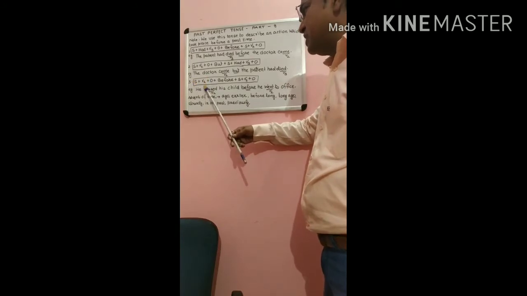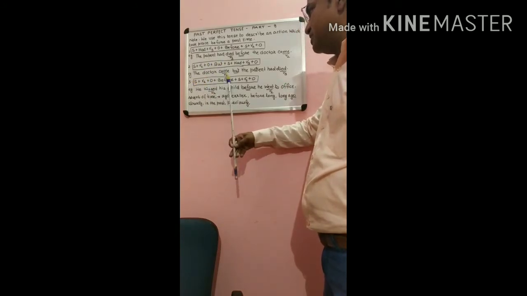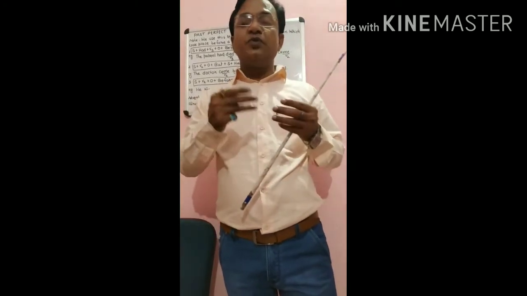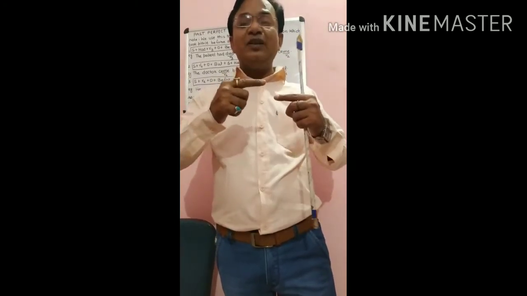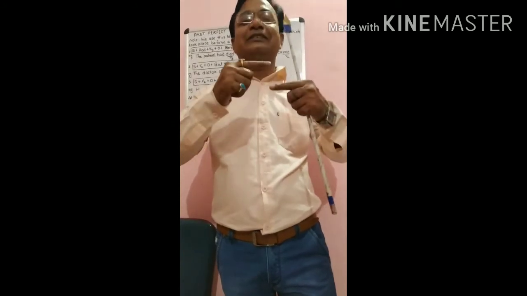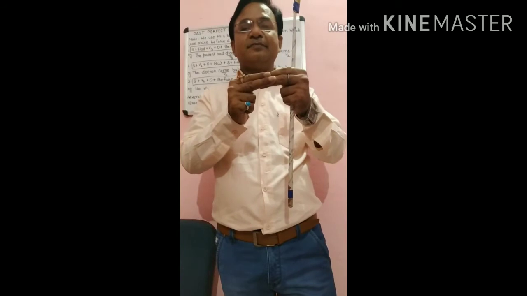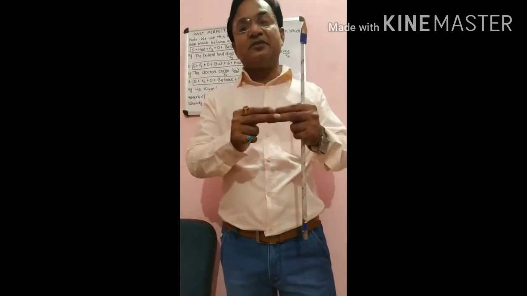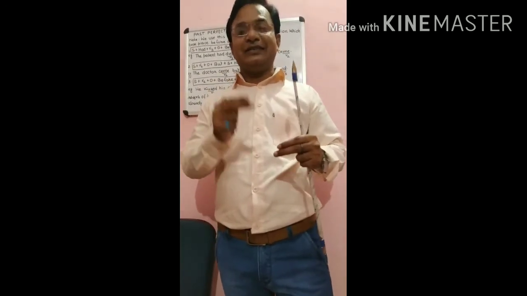Now, structure number 3. Subject plus V2 plus object plus before plus subject plus V2 plus object. In this third and final structure of past perfect tense, we shall study those actions which take place one after another. The distance between the 2 actions is very less, which we also consider in this structure.